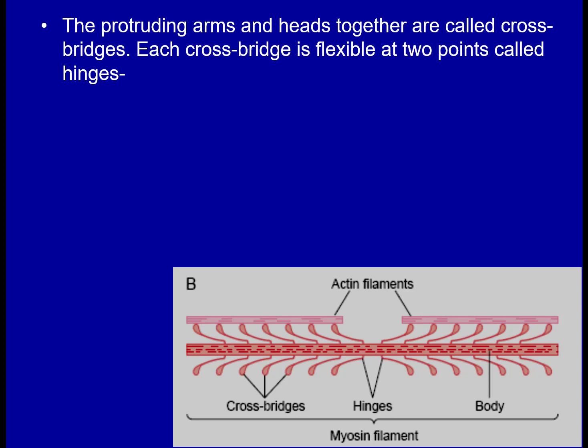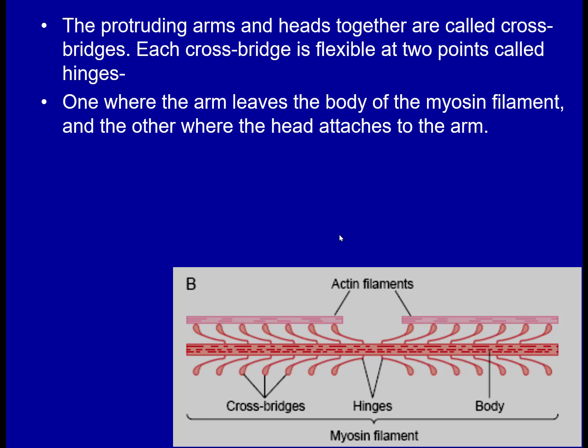The protruding arm and head together are called cross bridges. This is the protruding head and this is its arm, and these two structures are called the cross bridges. Each cross bridge is flexible at 2 points called hinges. The head has 2 hinges at which it flexes or extends. One is where the arm leaves the body of the myosin filament, between the body and the arm, and the other hinge is located between the head and the arm.